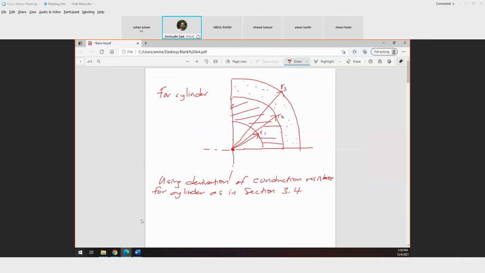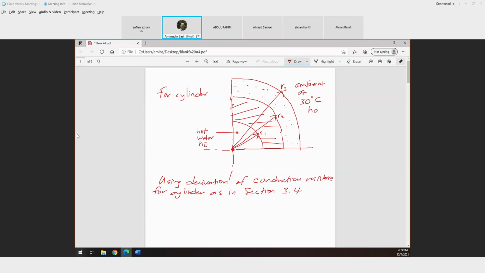Okay, so basically here you have, let's say, hot water. You are using this cylinder to transport hot water, and the outside part is the ambient at 30 degrees Celsius. Okay, so here you have your H naught. Here you have the H inside area.